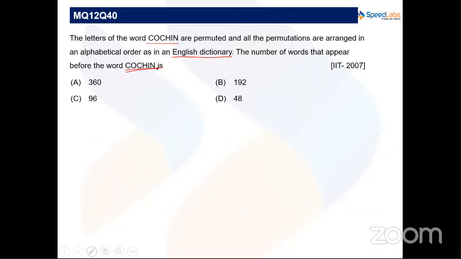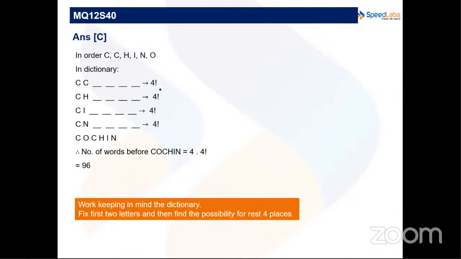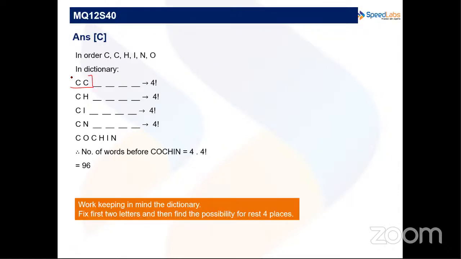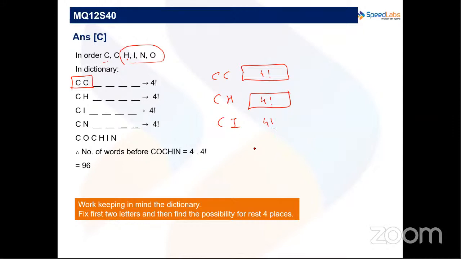Good, Param. The right answer is C. So if we are going for before Cochin, then we know that if we write it alphabetically, then CC and the rest 4 can be arranged in 4 factorial ways. Then CH and the rest 4 can be arranged in 4 factorial. Then CI and the rest 4 can be arranged in 4 factorial ways. CN and the rest can be arranged in 4 factorial ways.